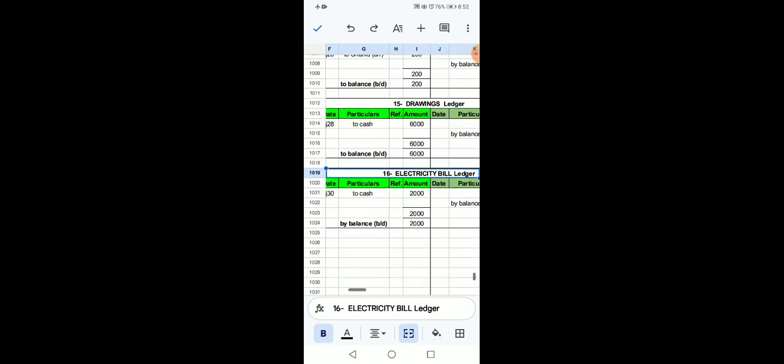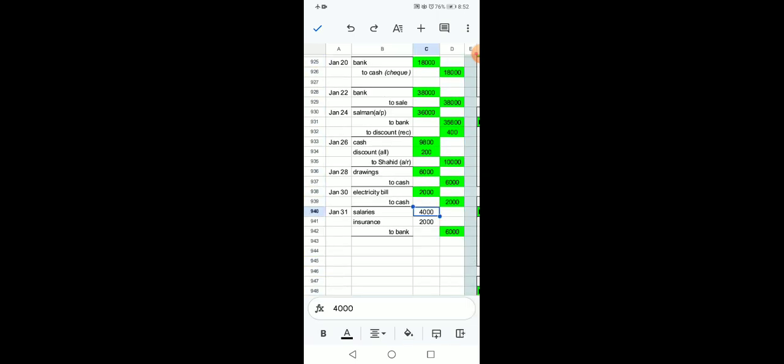These 2 sums were written just for the reference. They are now not needed to be written over here. We can erase them. Electricity bills ledger 16 number is completed. Let's see what is next. Here is our journal. We have completed electricity bill.